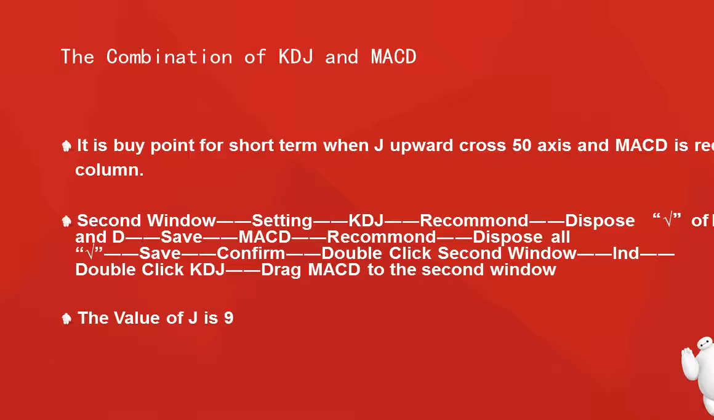The combination of KDJ and MACD. Okay, just now we learned how to use RSI and how to use KDJ to judge our stocks. For the RSI, we can use it to set buy low, sell high signals. Buy low is 0 to 80, sell high is 80 to 100. But in the bull market, you should change the parameter to 890.